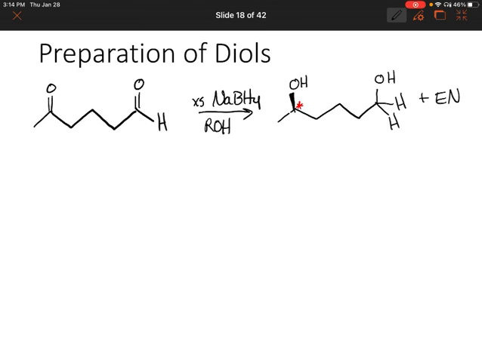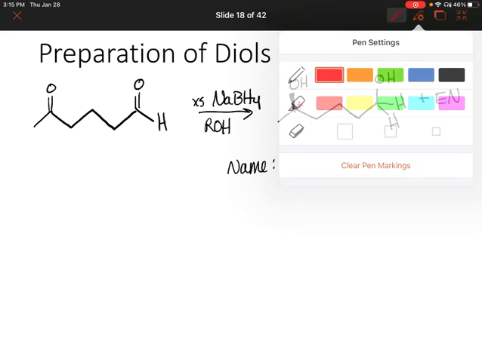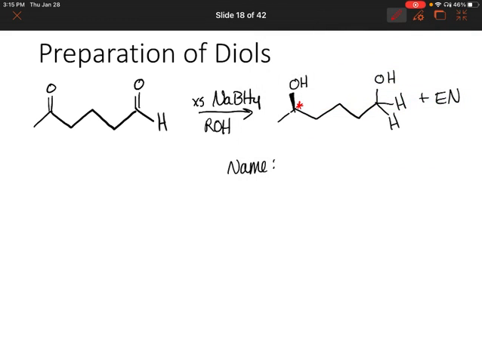All right, so now let's name this product. How would we name that product? So first we want to find the longest carbon chain. And let's see, we have 1, 2, 3, 4, 5, 6. Okay, so that would be hexane. And then we have 2 alcohols, so that would be diol.